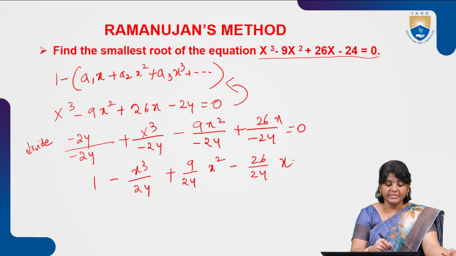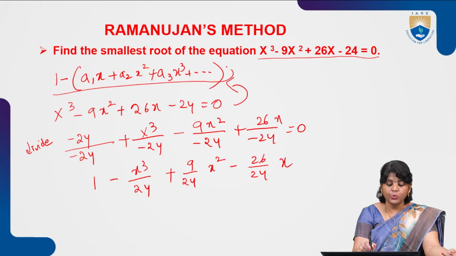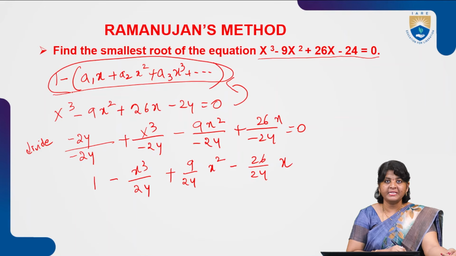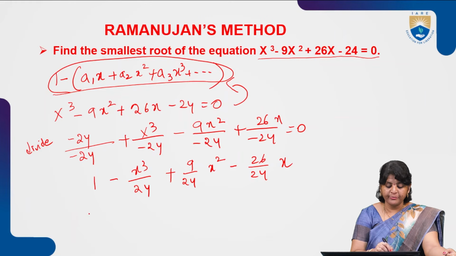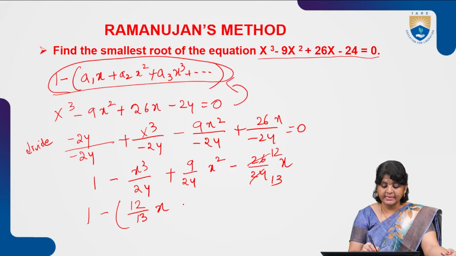Since the terms in the equation are given as 1 minus of a1x plus a2x square plus a3x cube, I will convert this into that form. So 1 minus of, I will cancel this, so 12 by 13 x, and next the x square term.